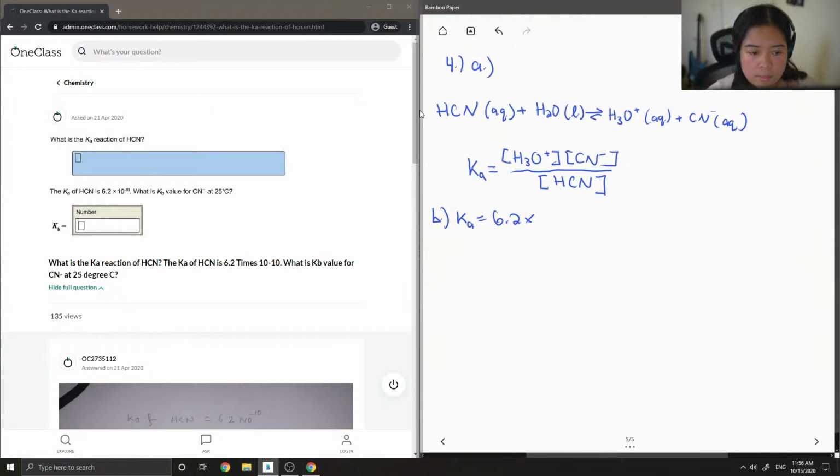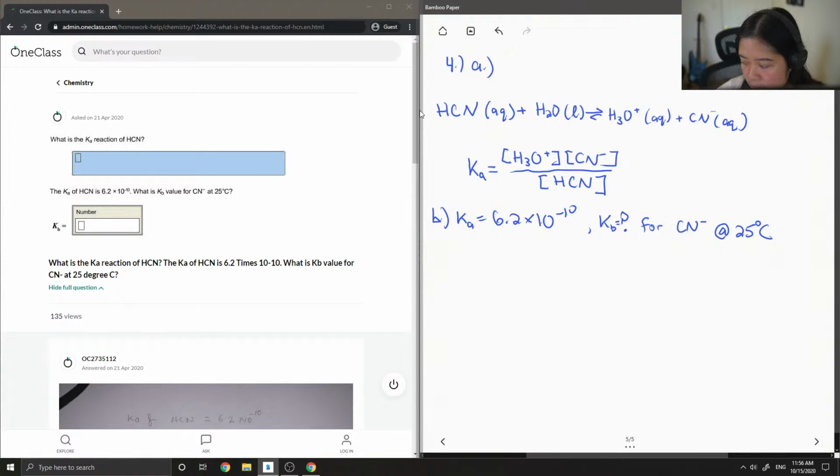B says the Ka is equal to 6.2 times 10 to the minus 10. Then what is Kb for CN at 25 degrees Celsius?